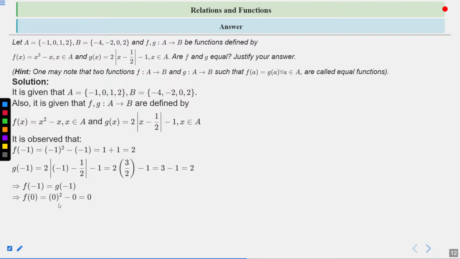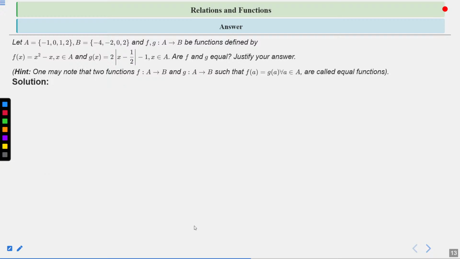Now let us check for 0. So f of 0 will be 0 square minus 0, which is equal to 0. So f of 0 will be equal to 0. Let us check for g of 0. So g of 0 will be equal to 2 times the absolute value of (0 minus 1 by 2), minus 1. So after solving this we will get 2 times 1 by 2. It will cancel out. So 1 minus 1, which is equal to 0. So f of 0 is coming out to be 0 and g of 0 is coming out to be 0, right? Therefore f of 0 is equal to g of 0.